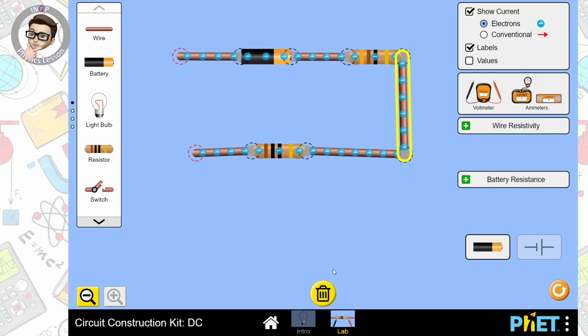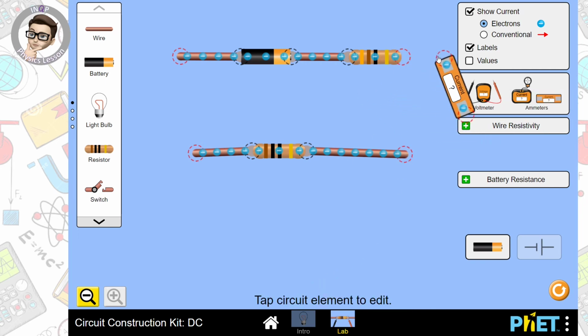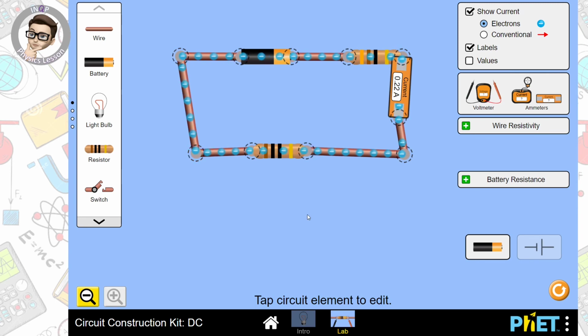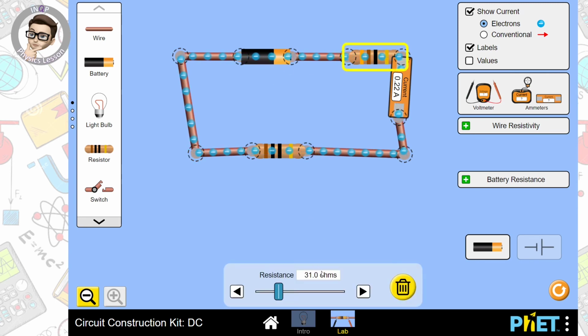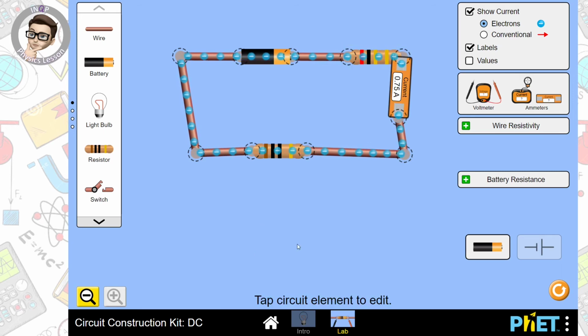Oh, I know what we've forgotten. So if you click on it, you can delete what you haven't put in. We need an ammeter, so we'll rotate that ammeter and we'll put that in series as well. And finally, let's finish the circuit. So our resistance is quite high, so let's put it quite low. We'll go for 2 ohms to start off with. We're not going to record that resistance.